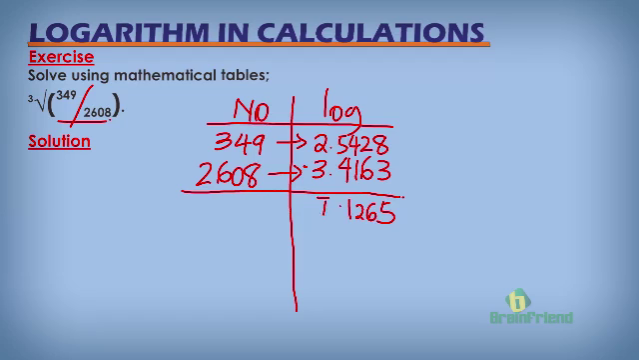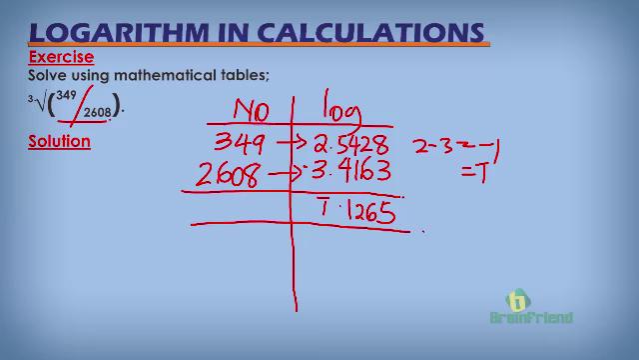2 minus 3 would give us minus 1. But of course, we learned that we annotate our negative value with a bar. So this instead is written as bar 1. That's why we have bar 1.1265.